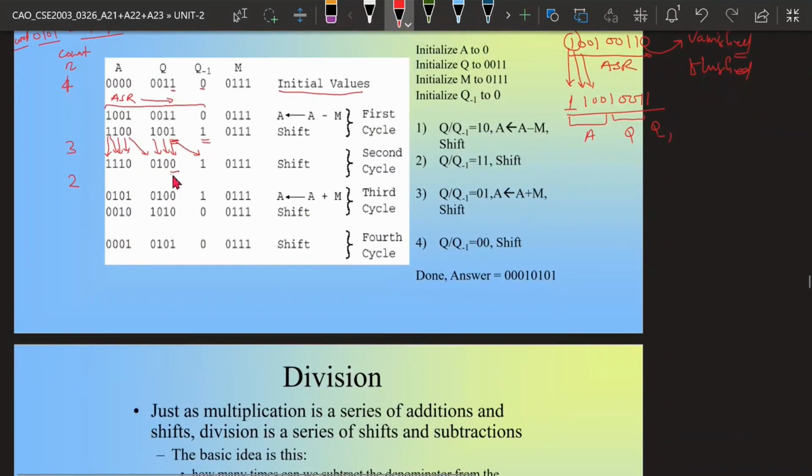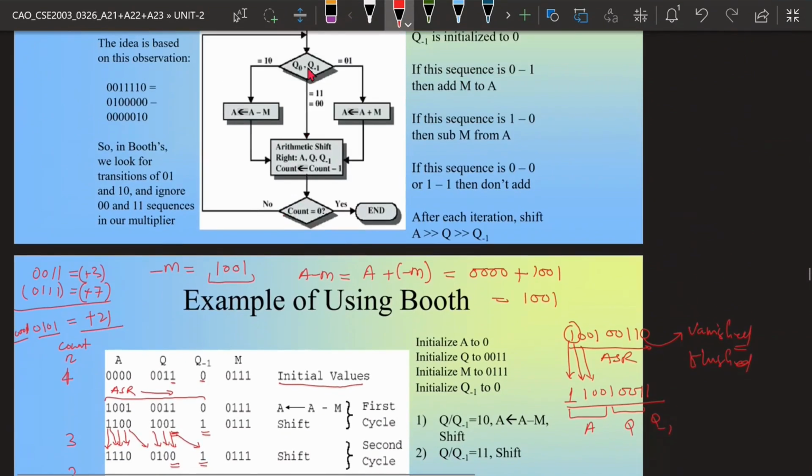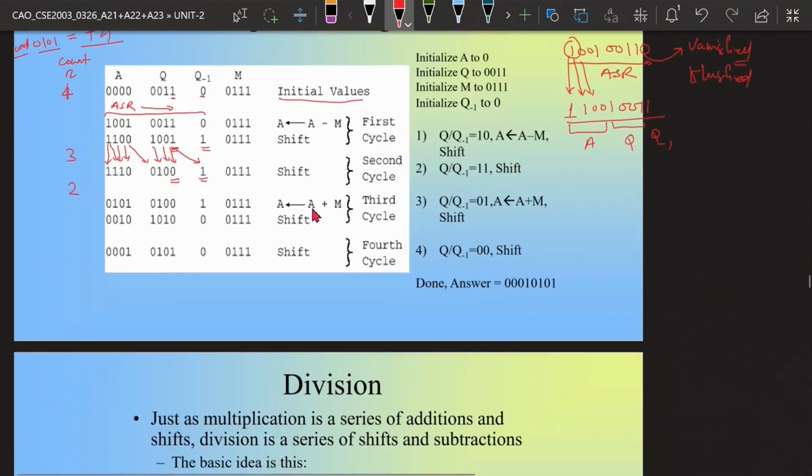So again we will be checking, this is 0 and 1. If Q0 and Q minus 1 is 0 and 1, we should be doing the addition. After addition, we should be doing the shifting. So now we will be doing the addition, that is A plus M. After doing the addition, we will be getting the result. This is the A value, that is 1110, and the M value is 0111.